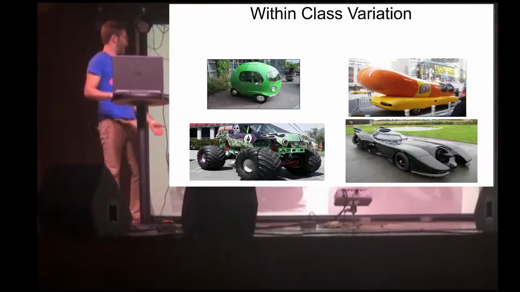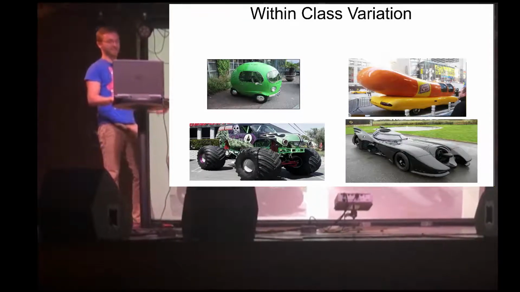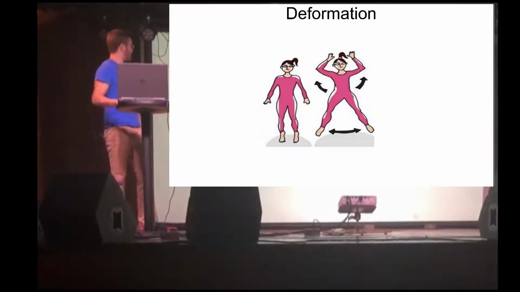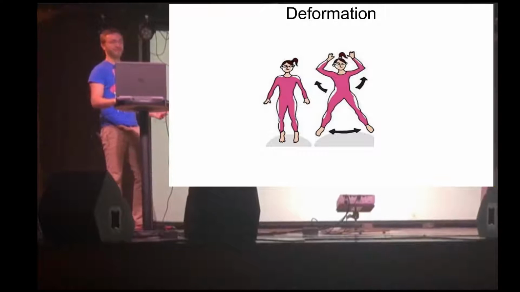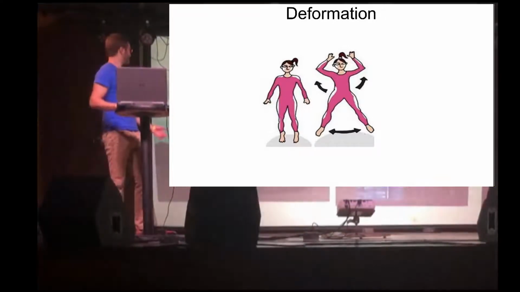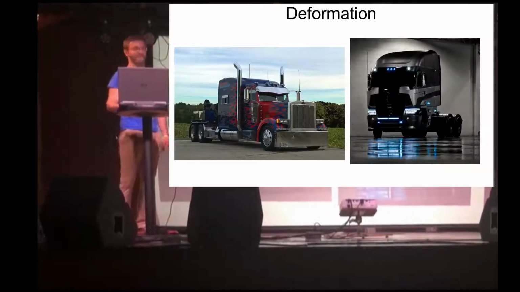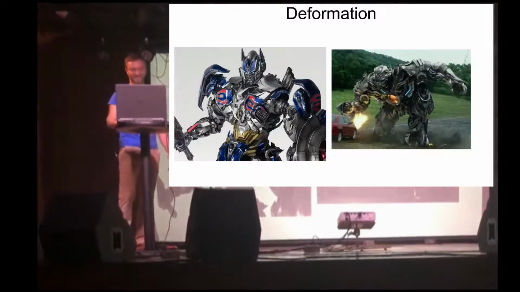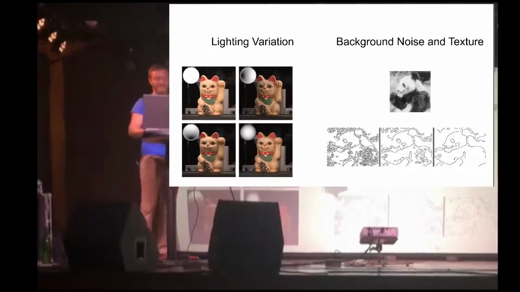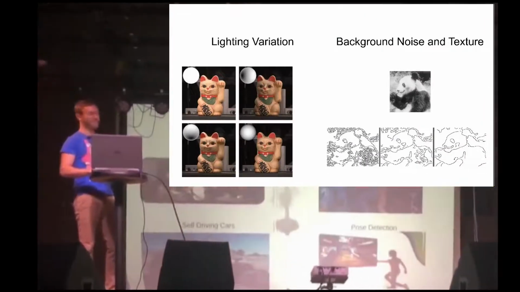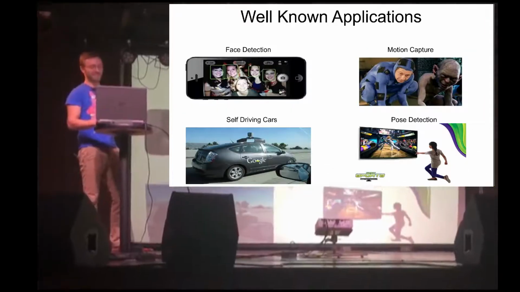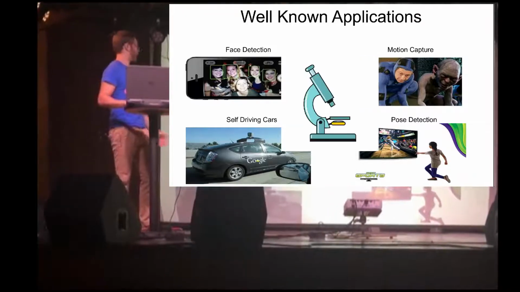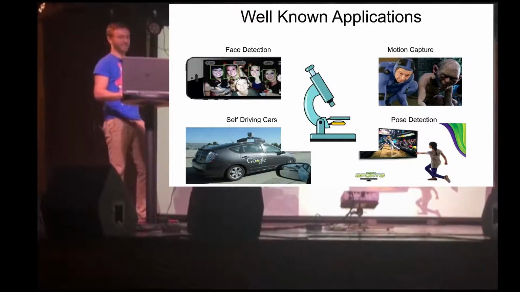There's within-class variation, where you have to recognize all of these things as cars, even though they look completely different. And then there's also deformation, where something might take on a different form, even though it's the same object, which can be a life or death situation if you're not able to tell the difference between an Autobot and a Decepticon. And there's a whole bunch more, but despite all of these things, computer vision is still able to do pretty impressive things. And this is because of all of the research that's happening these days in the field.